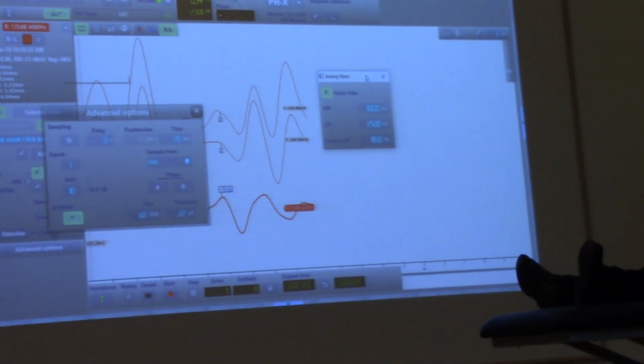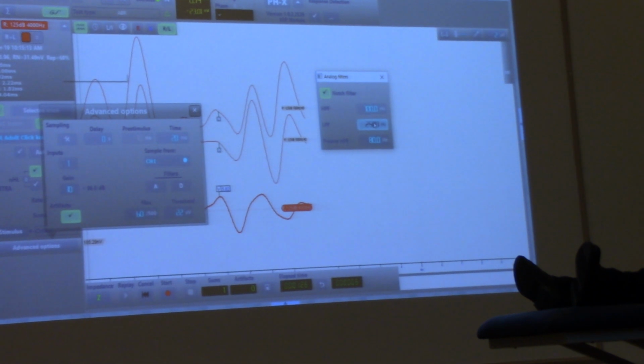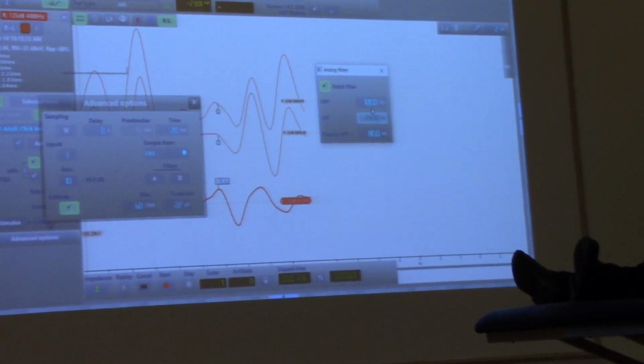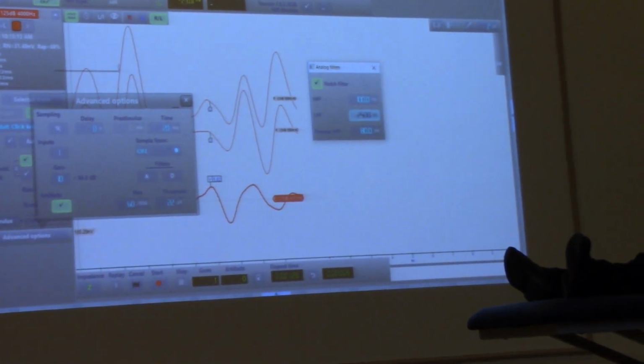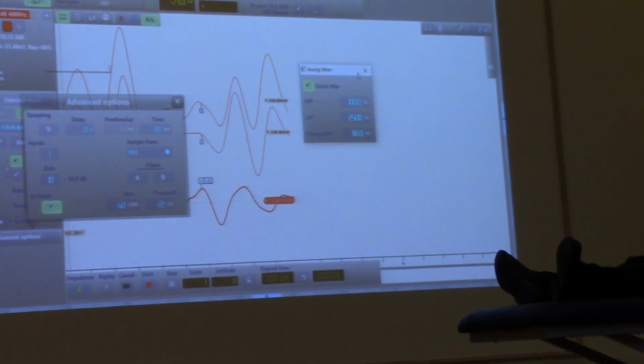I'm using 100 to 2500. 100 Hz, 2500 Hz. You want to try other filtering?